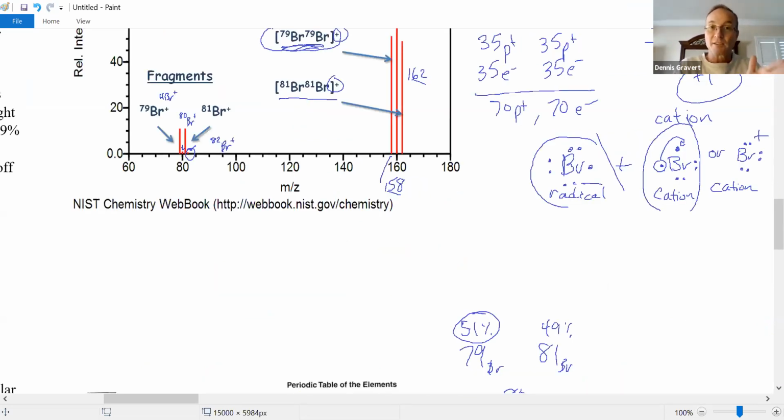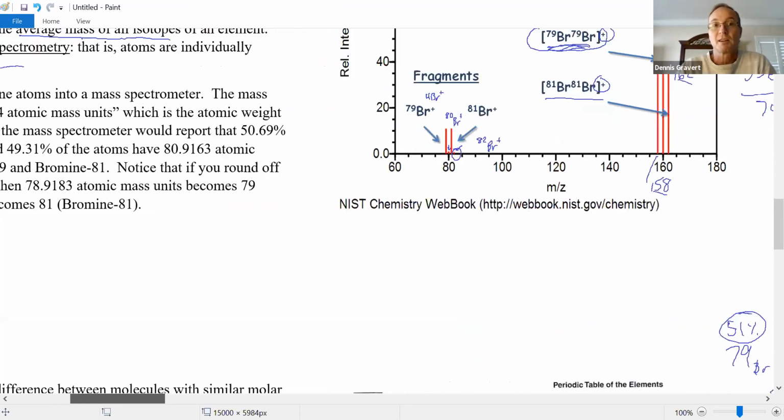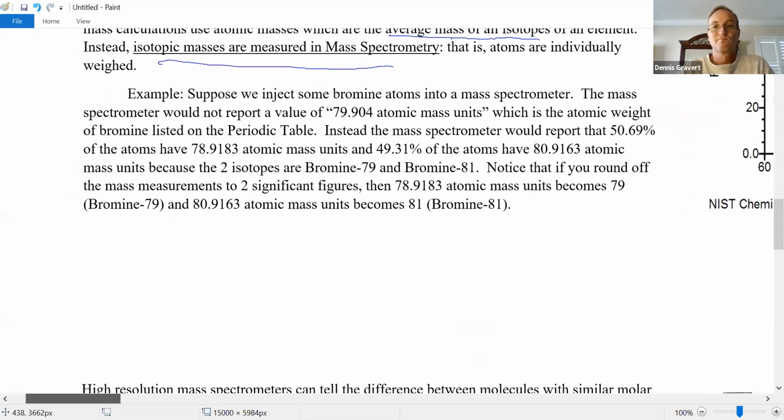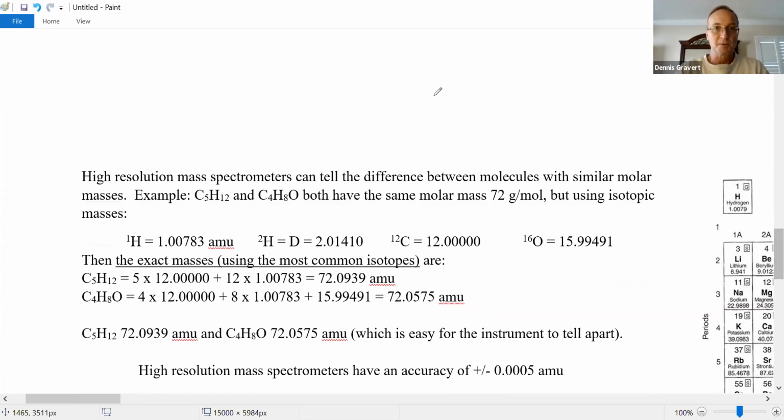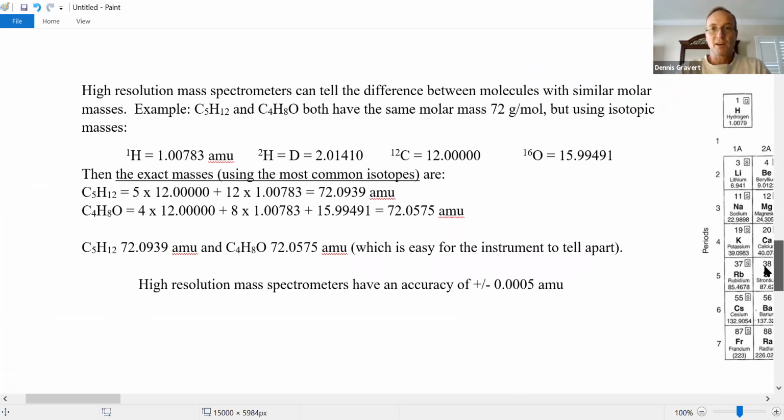Main takeaway: radicals, cations, and fragmentation. Molecules fall apart during the mass spectrometer analysis. Okay, back to the idea of we're measuring isotopes, not averages. So using a very powerful spectrometer that's finely tuned, high resolution, you know about HD TVs, high resolution television sets. Well, we got high resolution mass spectrometers. And that's where we can measure the mass very, very precisely, lots of significant figures.